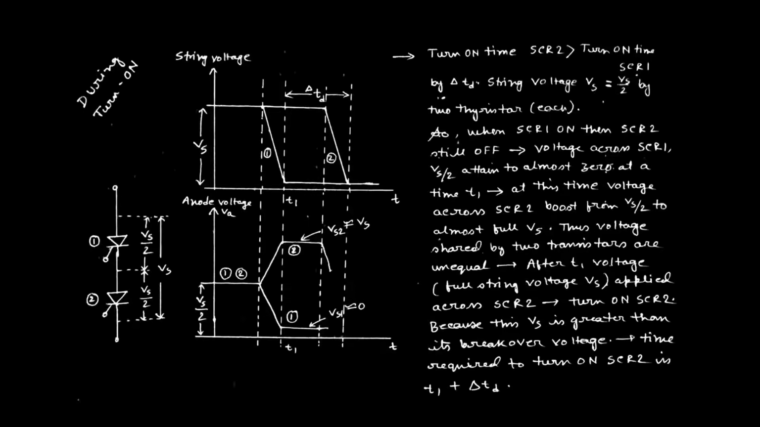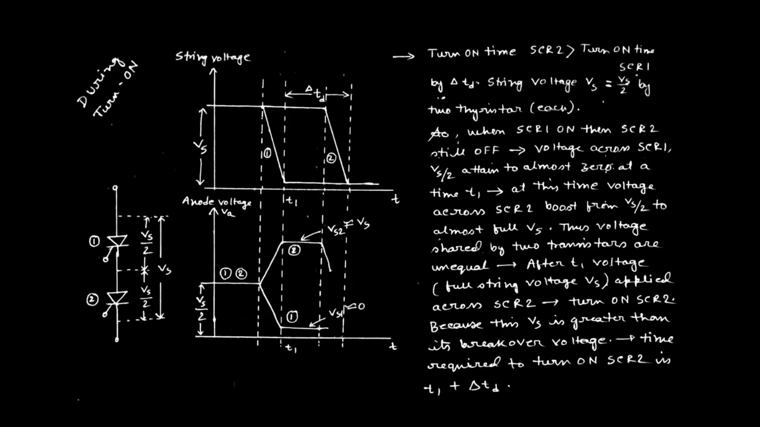So during turn on, the voltage is not distributed properly. By this explanation, we can see that when the turn on process is initiated, the voltage distribution can differ. That is why the delay time occurs: both SCRs will not be turned on at the same instant. This can happen during turn on.